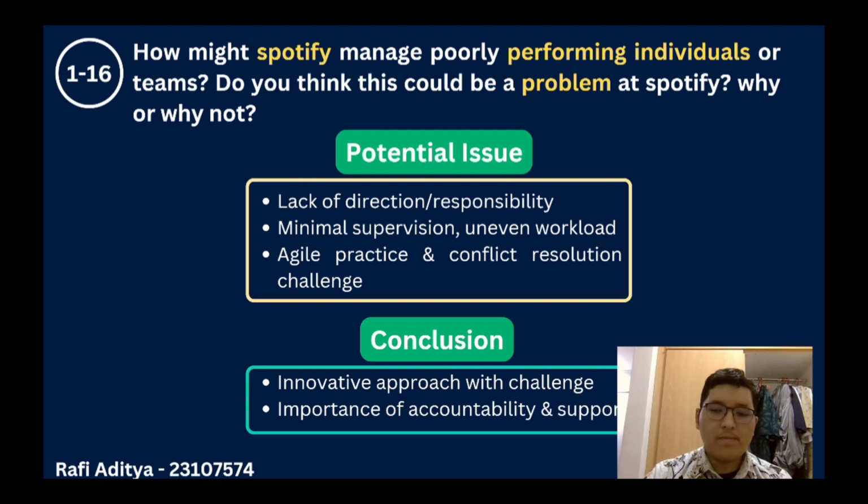And the last one is agile practice and conflict resolution challenges. Well, not everyone is good at working together in this kind of new environment. Some people don't have experience with agile practice or resolving conflicts, which can slow things down.